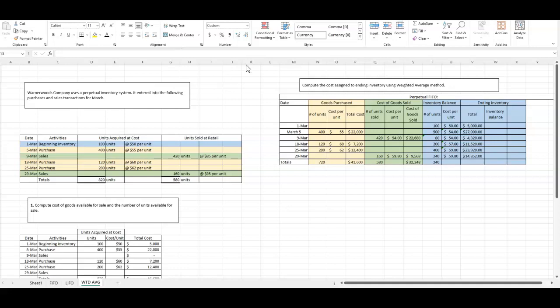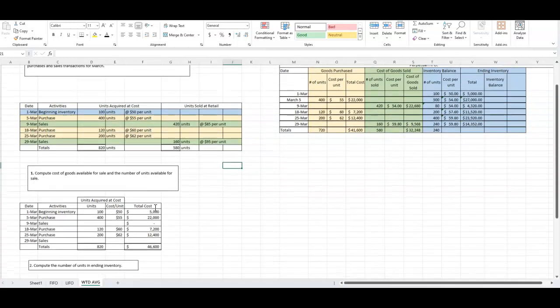Okay, this is going to be the weighted average method. If you haven't watched FIFO and LIFO, please watch those, and then come back and watch this one. Again, just to review, these are the data from the problem, however many units we had in the beginning inventory and purchases, how many units were sold, and we haven't figured out the cost because that's what we're doing.